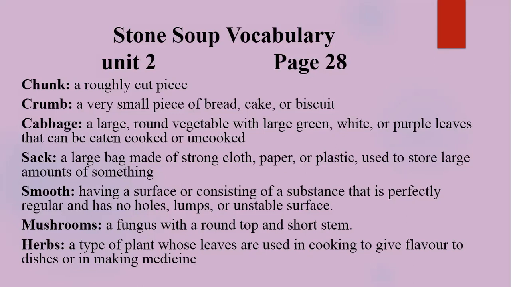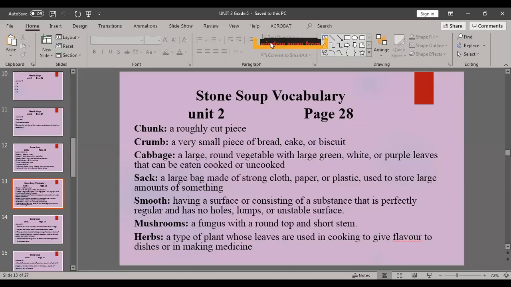or unstable surface. Mushrooms are fungus with a round top and short stem. People also use them in food. Then herbs, a type of plant whose leaves are used in cooking to give flavor to dishes, and doctors or pharmacists also use them in making medicine. So these are the vocabulary words that we discussed in our lesson.